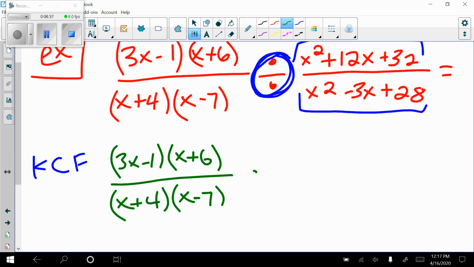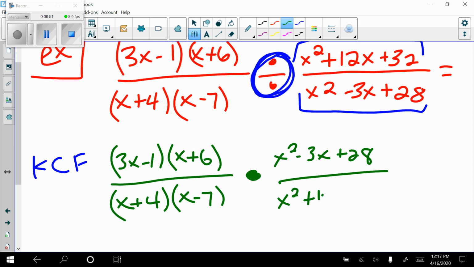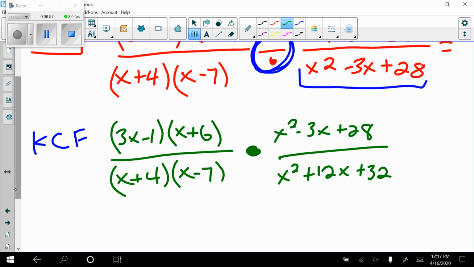And then the division is now multiplication, but then that last fraction I'm flipping. So the number that was at the bottom, the x squared minus 3x plus 28, is now on top, and then the x squared plus 12x plus 32 is now at the bottom. So this looks similar to what we've already done before.